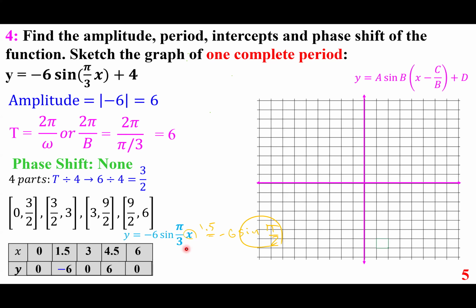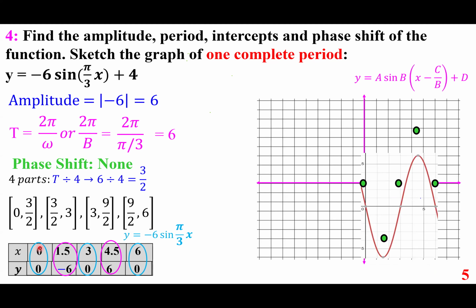So I have those. And let me erase mine. So those are the pairs I'm going to graph. 0, 0. 3, 0, and 6, 0. Now, the max and min, and that would be the graph.